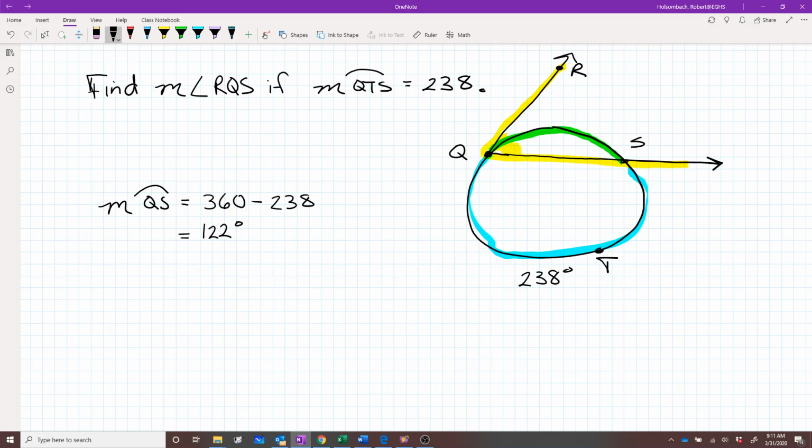Alright, so arc QS is 122 degrees, which means the measure of angle RQS is going to be equal to 1/2 of its intercepted arc, so half of 122. So the measure of RQS is going to be equal to 61 degrees. And that's this yellow angle right in here.